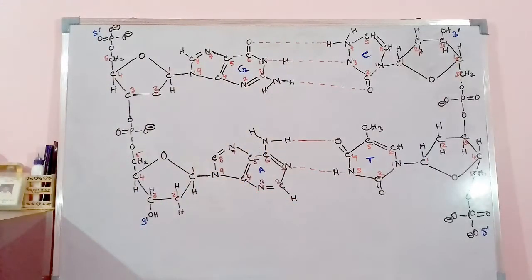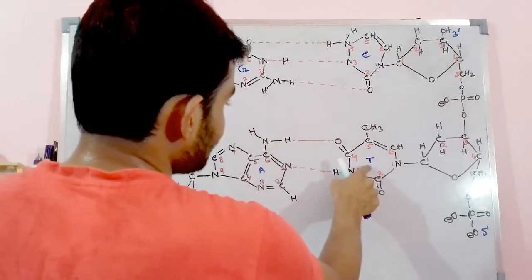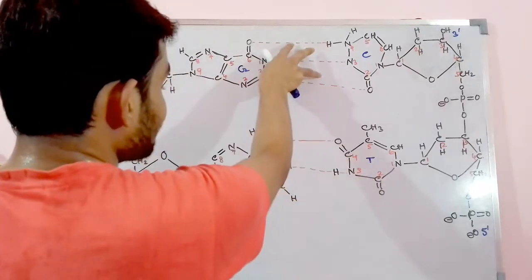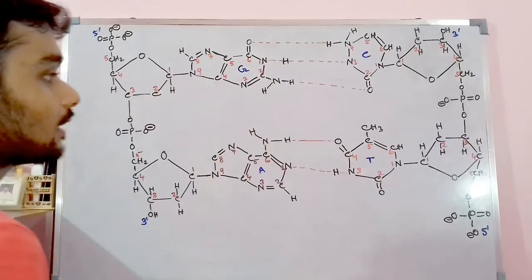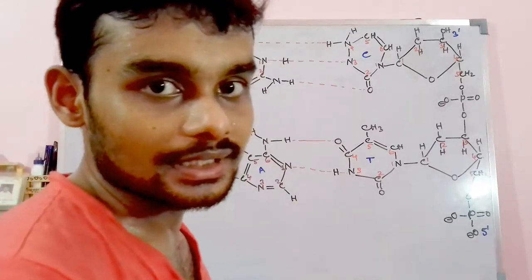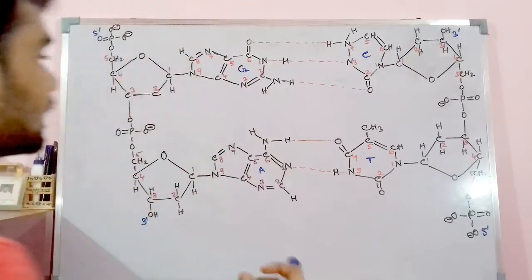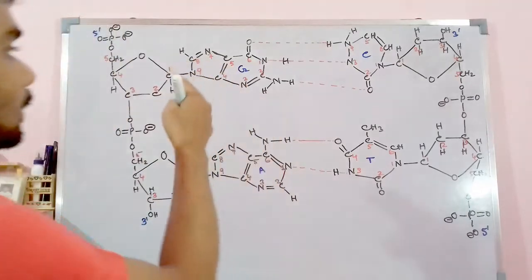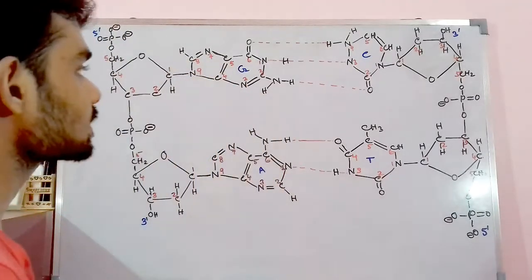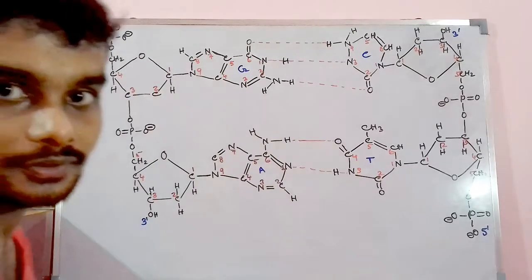Now this is how the bond formation is happening. You can see there are 2 hydrogen bonds in case of adenine and thymine pairing, and there are 3 hydrogen bonds in case of guanine and cytosine pairing. This is what Watson-Crick's base pairing model mentions. Scientists Watson and Crick mentioned this base pairing model, that in case of guanine and cytosine there would be 3 hydrogen bonds, and in case of adenine and thymine there would be 2 hydrogen bonds.